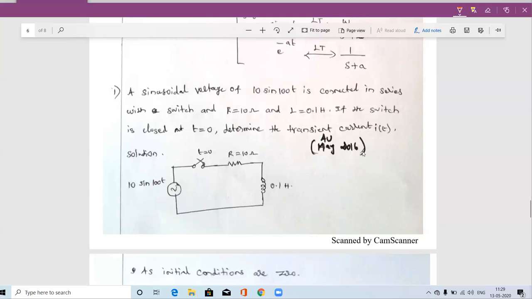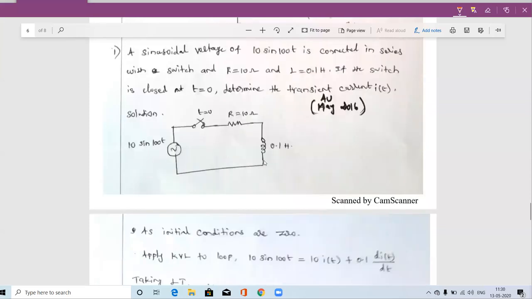It will come in the exam. First you have to draw the diagram. Draw one R and one L in series with one switch. The switch is closed when time t equals 0, as mentioned in the problem itself. For the input voltage, draw a circle with a sine wave shape inside it, for sinusoidal, and write the value.